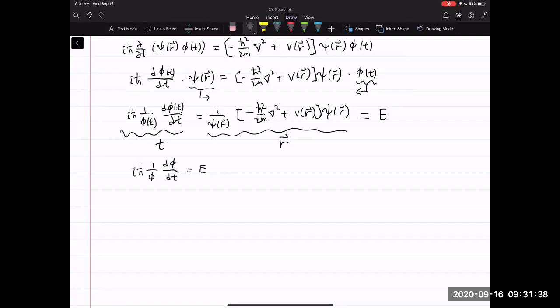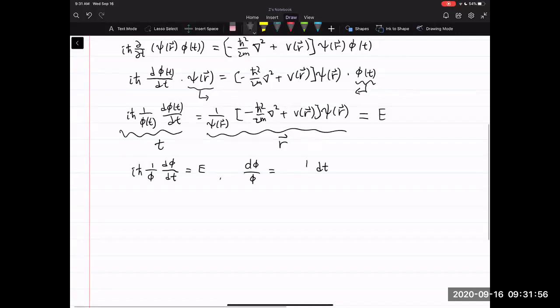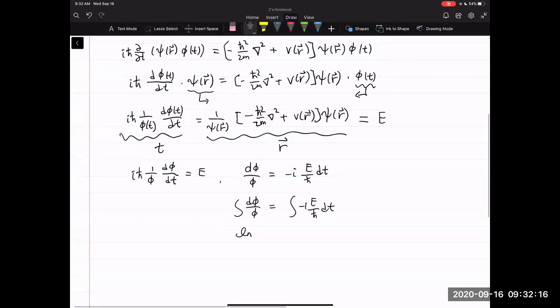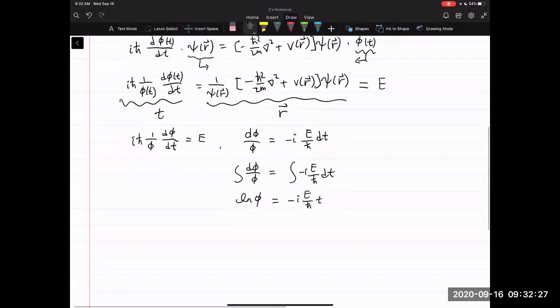So we keep the phi-dependent part on one side. So the left-hand side is d phi over phi. And let's move everything to the right-hand side. The right-hand side becomes dt, so times dt. And we have E divided by h bar, and divided by i to become minus i. Okay. So then we integrate both sides, E over h bar dt. We get the left-hand side is log of phi, and the right-hand side is just linear, minus i E over h bar times t.